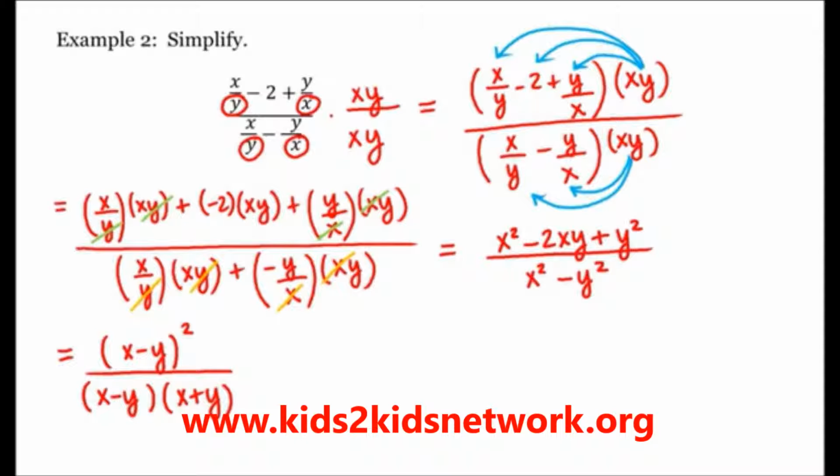And now we can cancel an x minus y from both the denominator and the numerator, which would leave us with 1 in the numerator. And we are assuming here, of course, that x minus y is non-zero, or that x does not equal y, which leaves us with our answer of (x minus y) divided by (x plus y), which doesn't look quite as complex, does it?